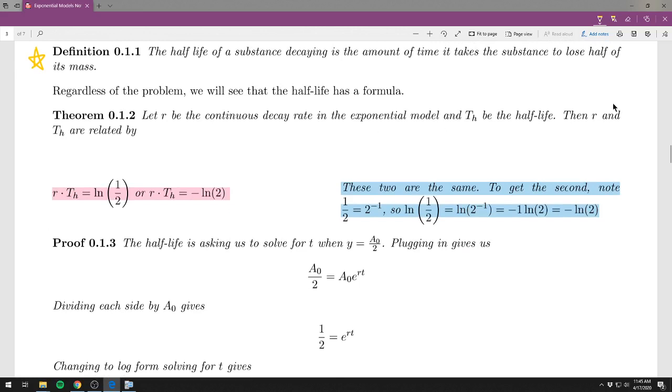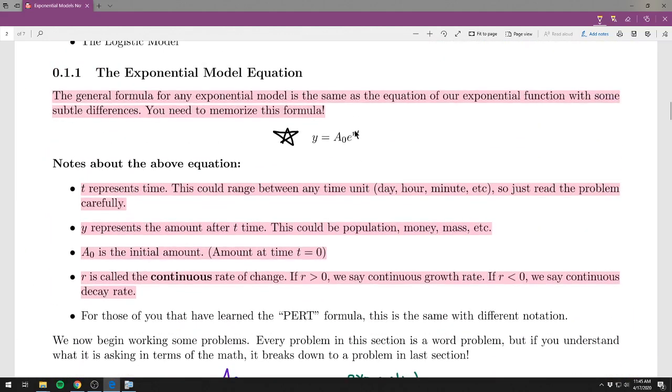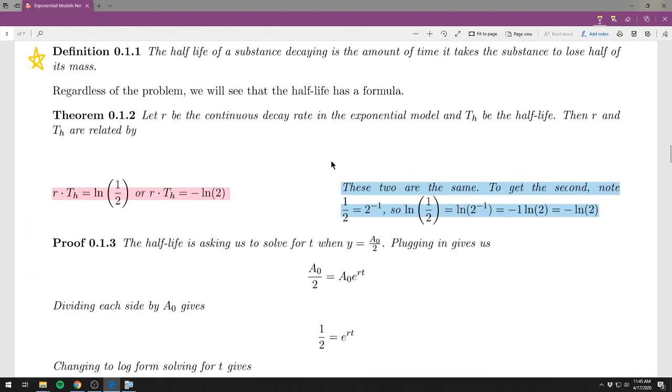And there's very much a useful formula here, the way half-life works with R. R being that continuous rate of change. And it says the following. Let R be the continuous rate of change in the exponential model and T with a subscript H be the half-life. This isn't standard, but I figured it's a time and it's half-life, so H. Then R and TH are related by R times TH equals the natural log of 1/2.